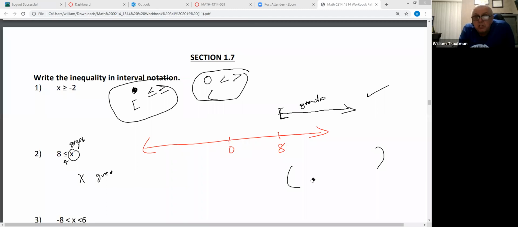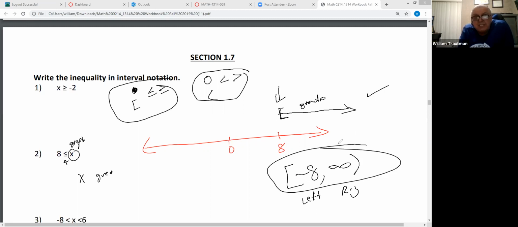I'm sorry, I should have done this. The far left number is 8. The far right number, this arrow goes to the right, it goes to infinity. You can never touch infinity, so you always use a parentheses. And since we have an equal sign, you use a bracket. This is the answer for number 2. The graph is between 8 and infinity. It goes all the way to infinity, and it equals 8.